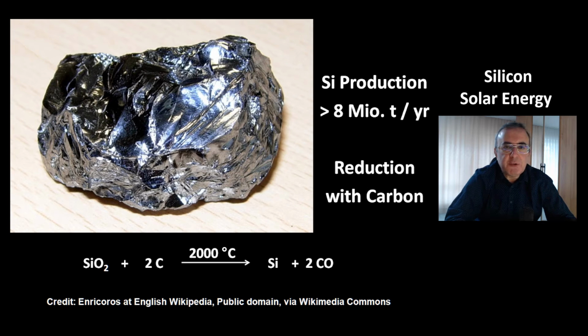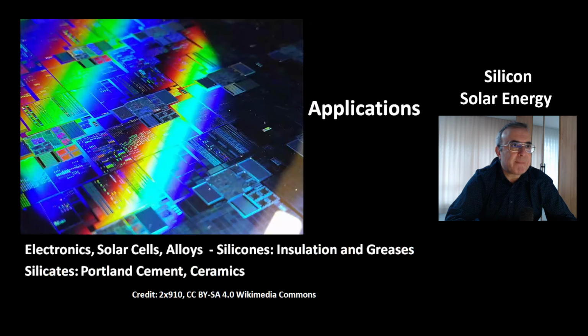The silicon production per year is over 8 million tons, and you make it by reduction with carbon at 2000 degrees Celsius. This gives you silicon and byproduct carbon monoxide. Applications of silicon are in electronics, solar cells, and alloys.